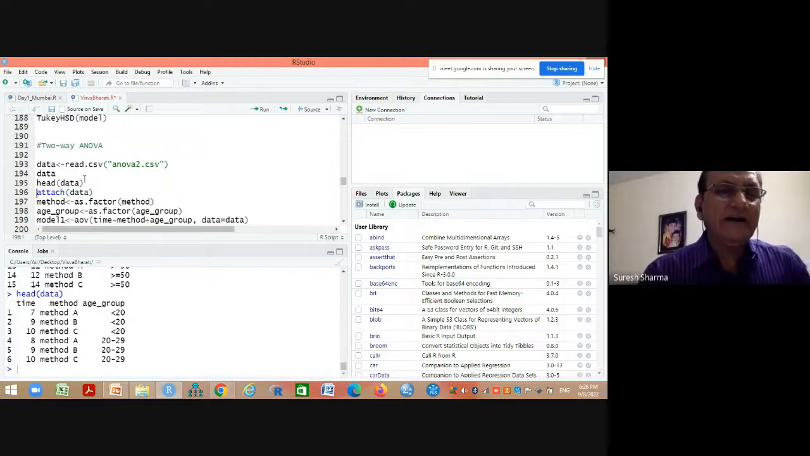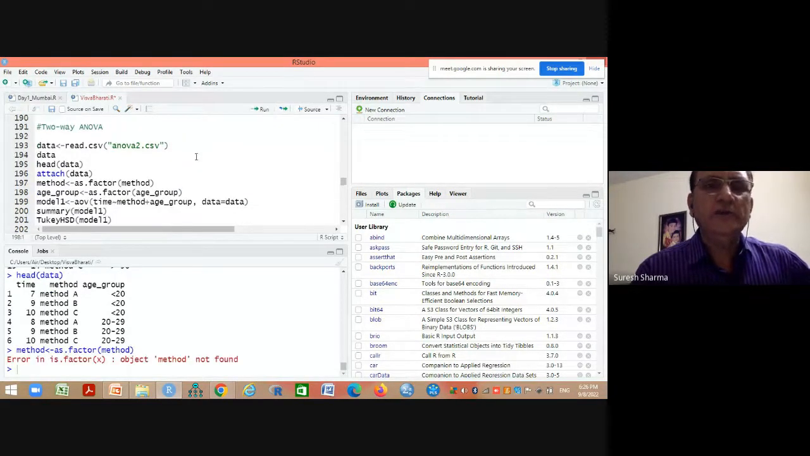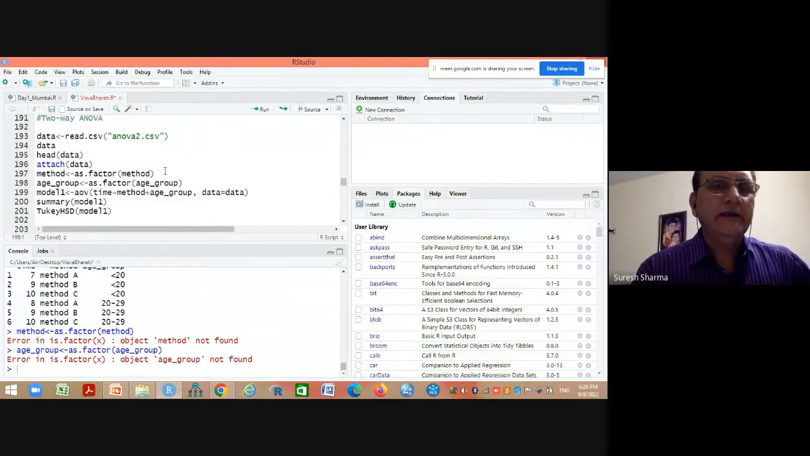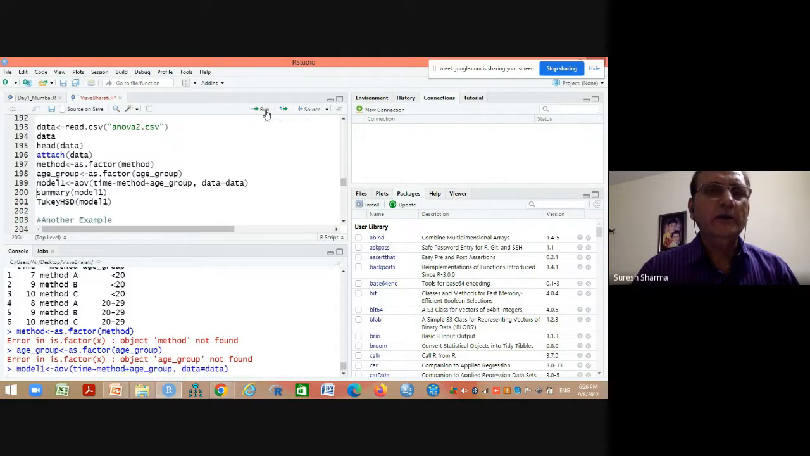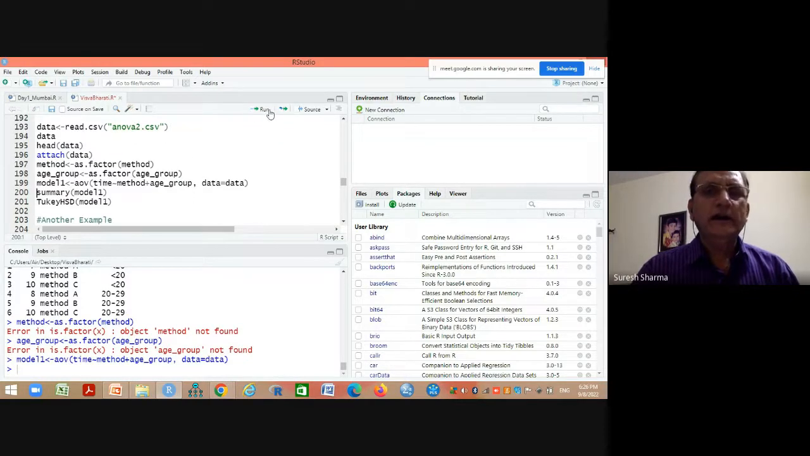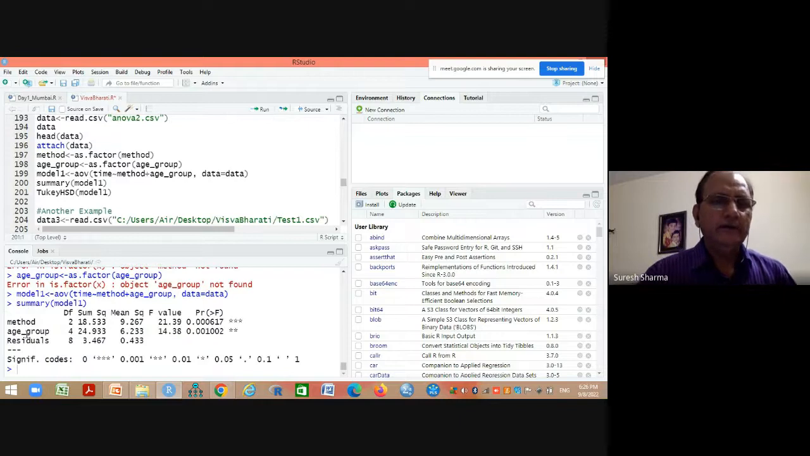Attach data is very important because now individual values are available. Methods are your factor, so change method to factor. Age groups are also factors, right? Then apply ANOVA. Now your Yij splits up into three components, because there are two factors: one is method, another is age group. Data is with data. You specify your model and then the summary model, and the summary model will give you the same table.